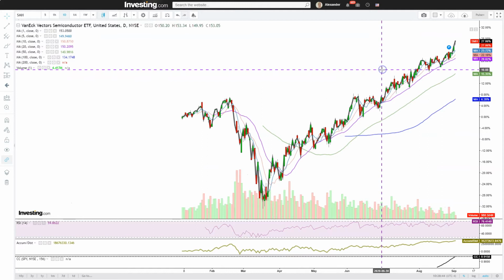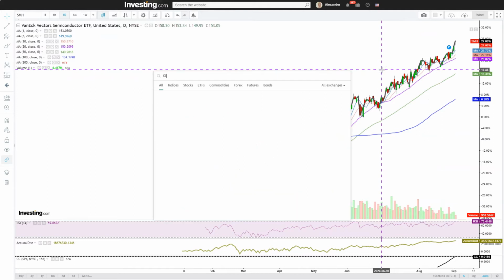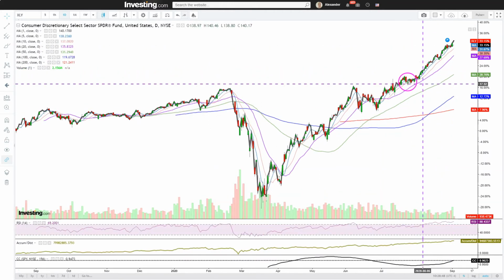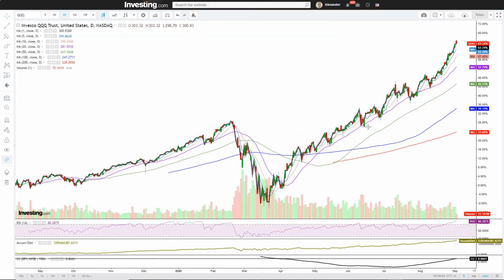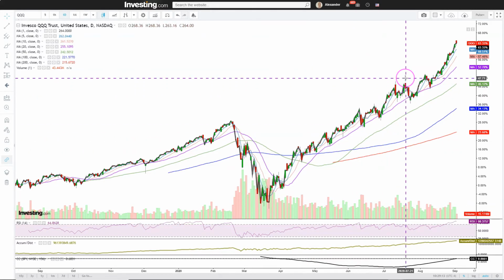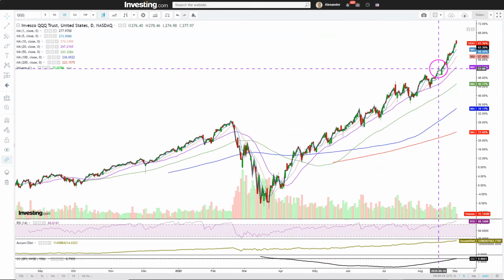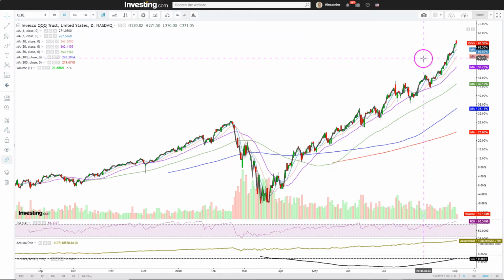Okay, look at the semiconductors. We can look at the consumer discretionaries. All of these are acting in a very bubblish manner. There are of course multiple strategies. One classic way to trade the bubble is, you are bullish, you are following the current trend, but you have protection.